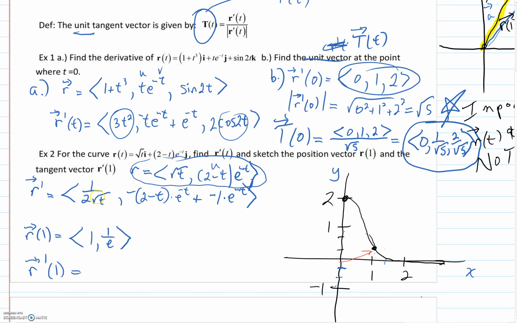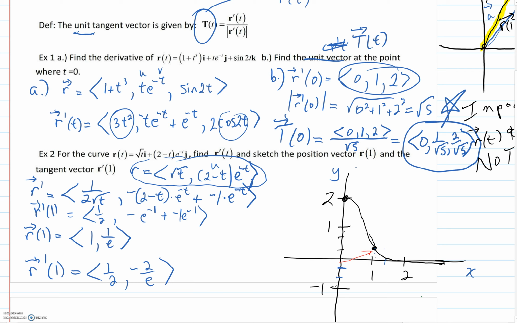And then if we took our r prime, which we just found a moment ago, we'll plug in a 1 right in here. This is going to be 1 over 2. And then as we clean all this up, well, wow, let's see what's happening. This might be just a little bit more work. 2 minus 1 is a 1, so we'd have a negative e to the negative 1, plus a negative 1 e to the negative 1. You can see it's negative 2 e to the negative 1, but that's really just negative 2 over e. And right there you found your r of 1 and your r prime of 1.